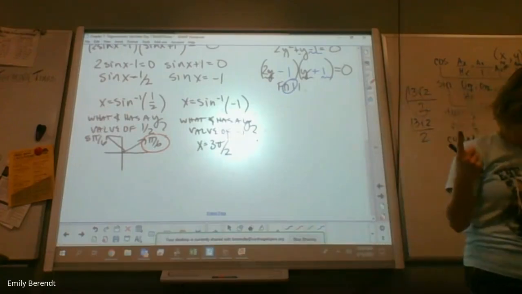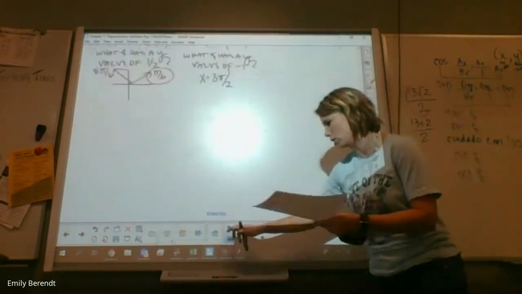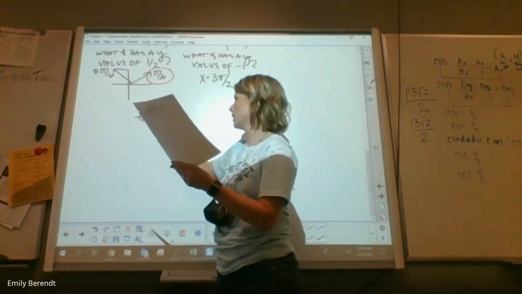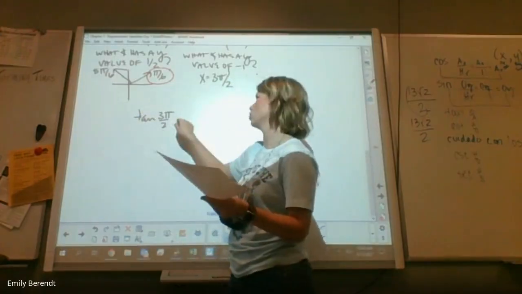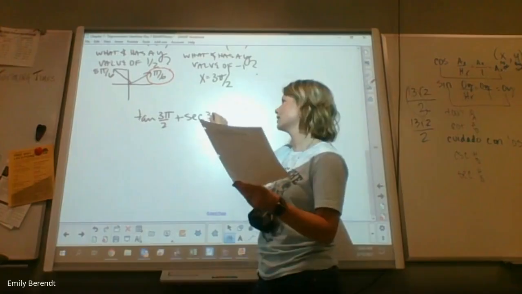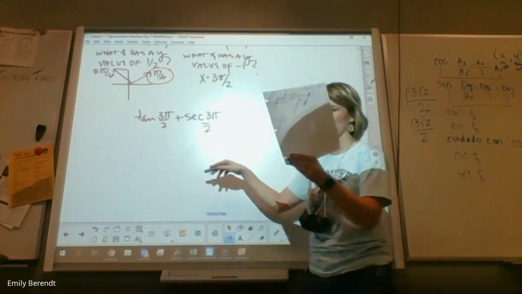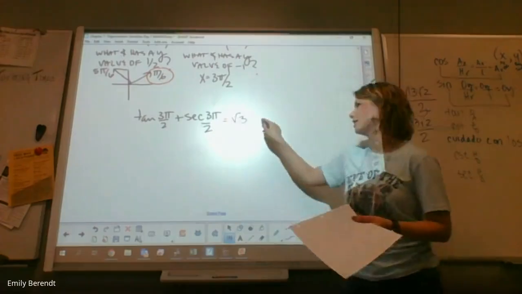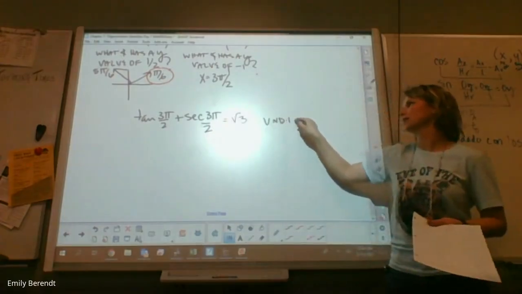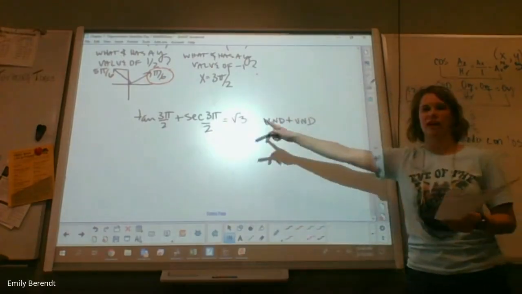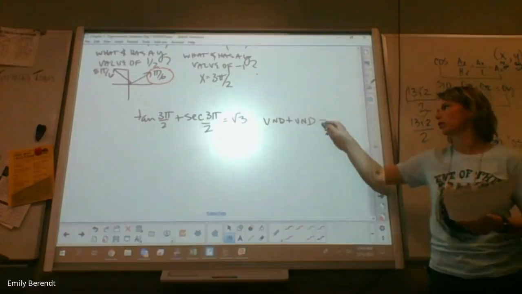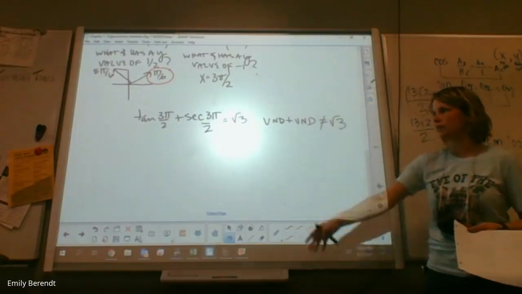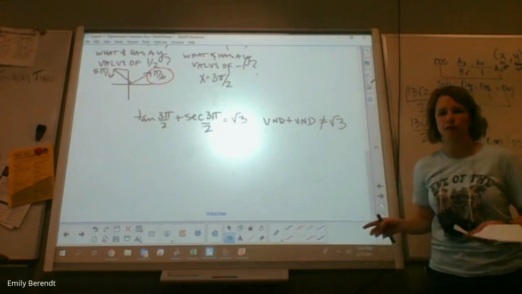3 pi over 2, if you plug it in, here, and I'll just show you the work here. If you take the tangent of 3 pi over 2, because you have to plug into the original, plus the secant of 3 pi over 2, you're supposed to get that it equals the square root of 3. Well, this is actually undefined plus undefined. Does undefined plus undefined equal the square root of 3? No. The secant of 3 pi over 2 is undefined. The tangent of 3 pi over 2 is undefined. That's why 3 pi over 2 doesn't work.